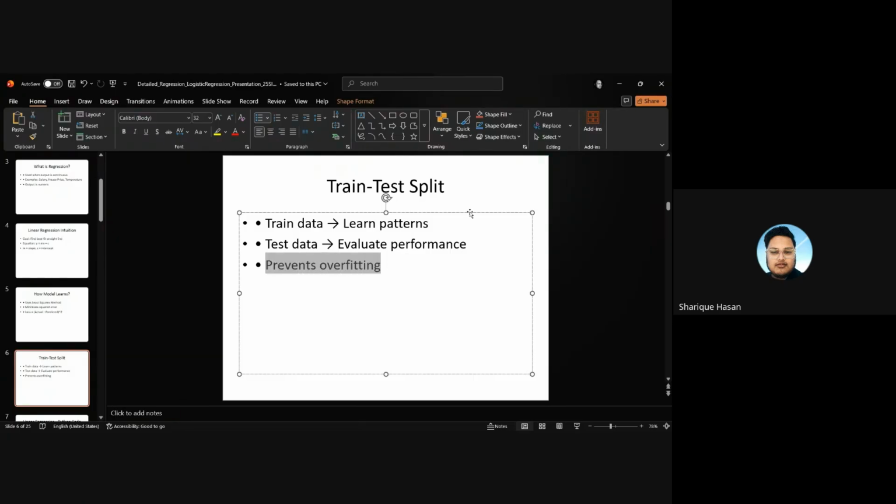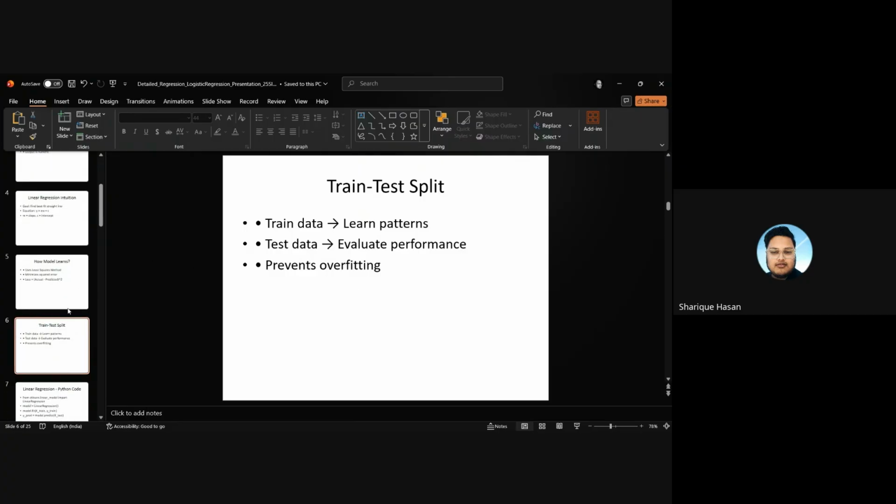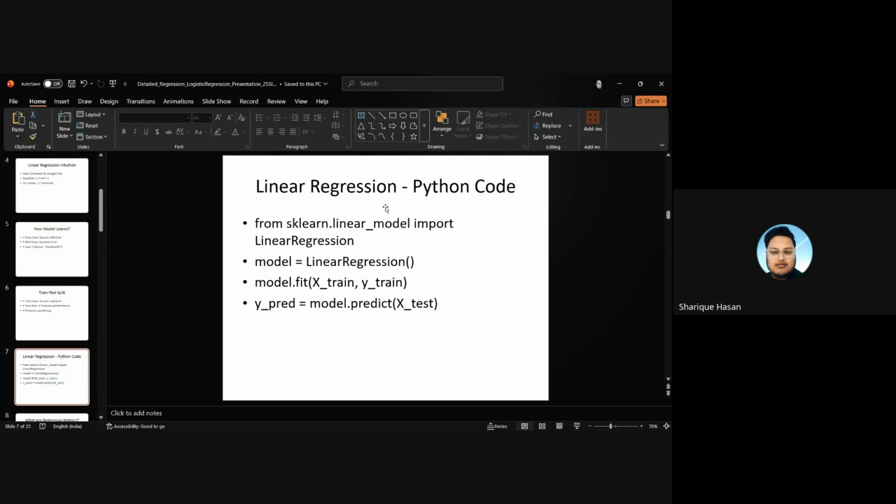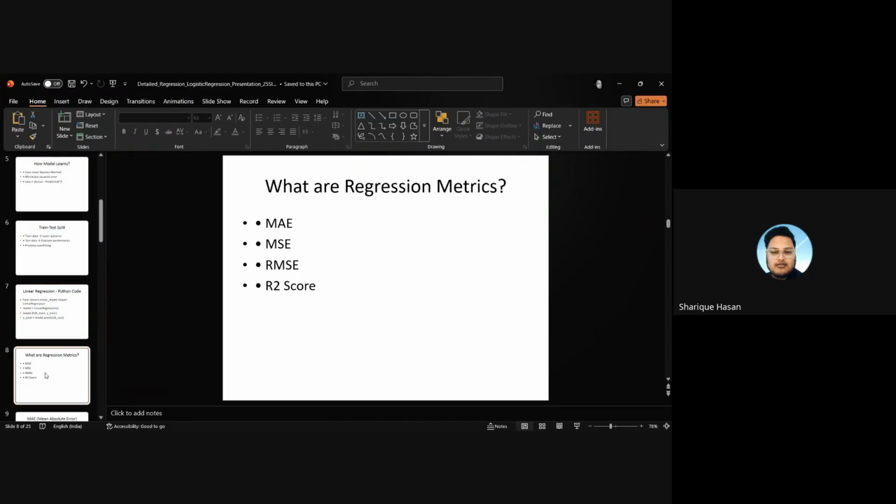What is overfitting? I've already explained it to you. Overfitting means giving inaccurate answers, predicting more than one value. Then we have the Python code implementation. I will explain it in the Jupyter notebook. We will go to the Jupyter notebook.